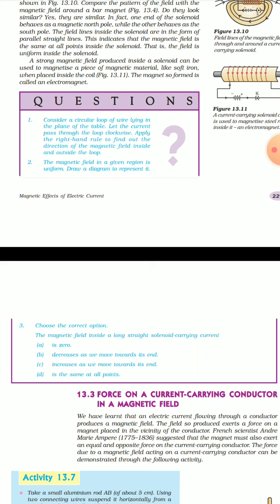And the last question is, choose the correct option. The magnetic field inside a long straight solenoid carrying current is: A, zero; B, decreases as we move towards its end; C, increases as we move towards its end; and D, the same at all points. Now they are asking you about inside a long straight solenoid carrying current. So you know the answer. The answer I have already told you: it is the same at all points. So I hope you understand this.